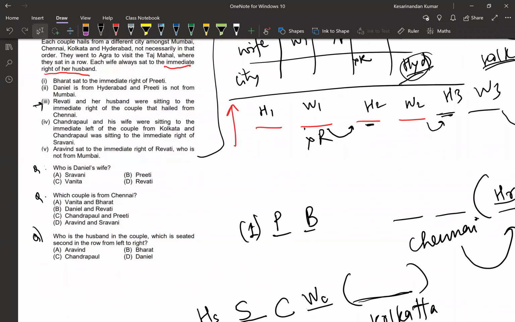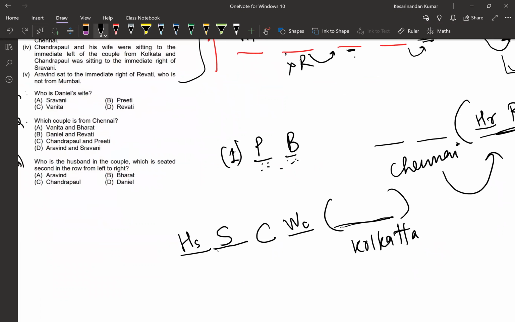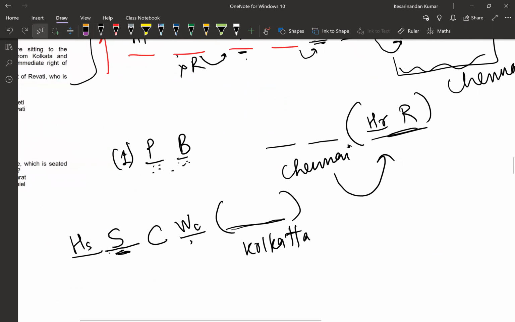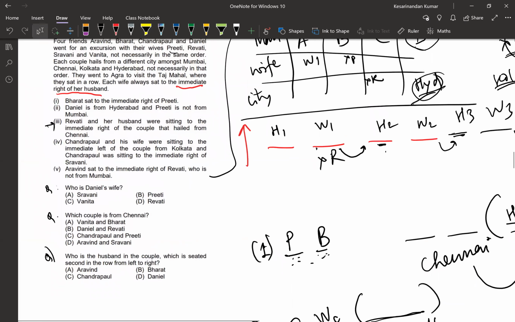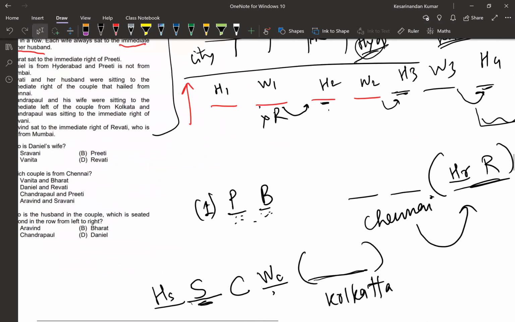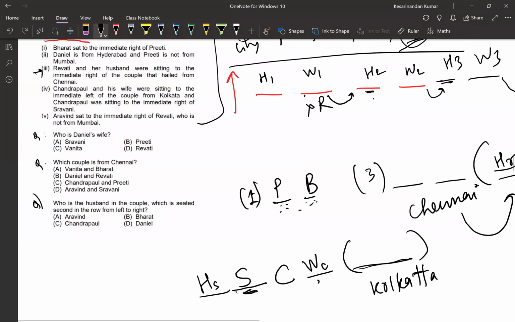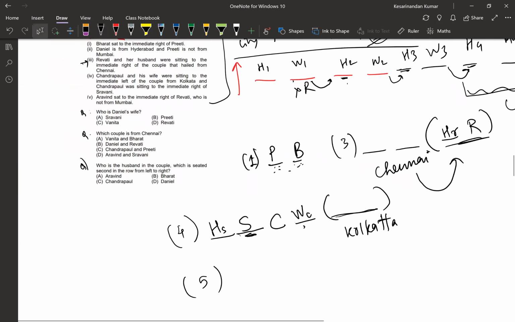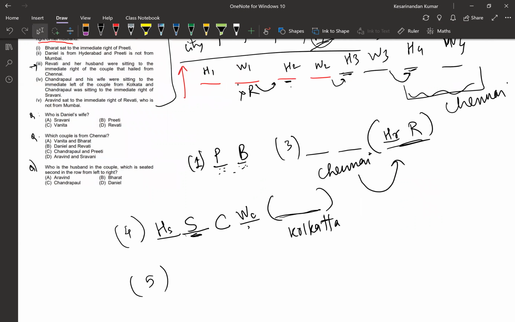Okay, so from the first hint, Bharat sat to the immediate right of Preeti. We got this one. Preeti is not here. Preeti can be here, not here. And we also have this one. This Chennai one was from the third hint. And this was the fourth hint. Let's move to the fifth hint. The fifth hint is Arvind sat to the immediate right of Revati.